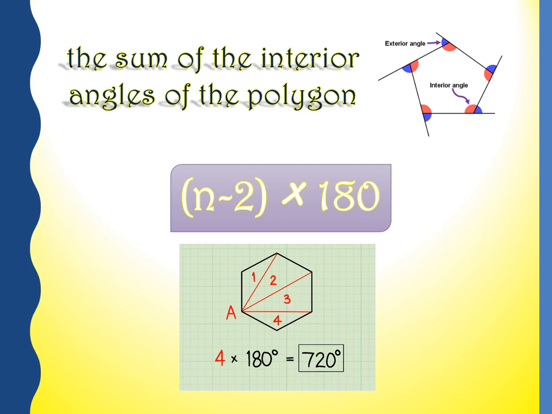For example, to calculate the sum of the interior angles of this hexagon, the hexagon has 6 sides. 6 minus 2 equals 4. 4 times 180 equals 720 degrees. Then the sum of the interior angles of the hexagon equals 720 degrees.